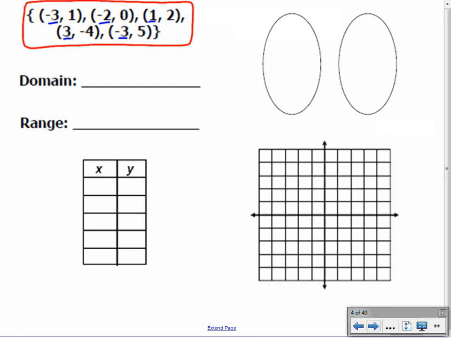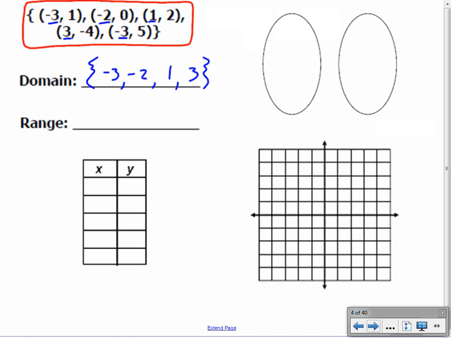And I want you to sort them, arrange them from least to greatest. So we'll do -3, -1, and +3. Now you'll notice we had two -3s, but I only counted it once. I don't need to double count a value for my domain.